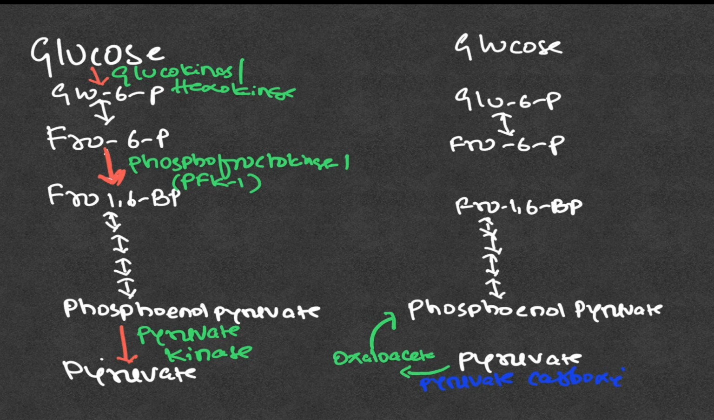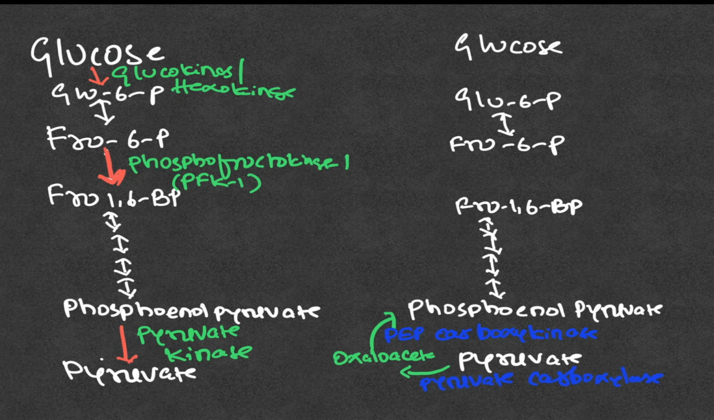Pyruvate carboxylase enzyme converts pyruvate into oxaloacetate, and there is another enzyme which will convert oxaloacetate into phosphoenol pyruvate, and that is phosphoenol pyruvate carboxykinase enzyme, PEPCK. So, this is the enzyme that will take oxaloacetate into phosphoenol pyruvate.